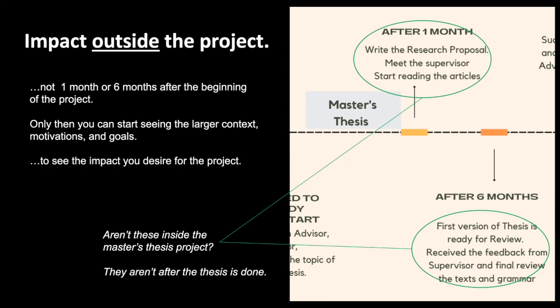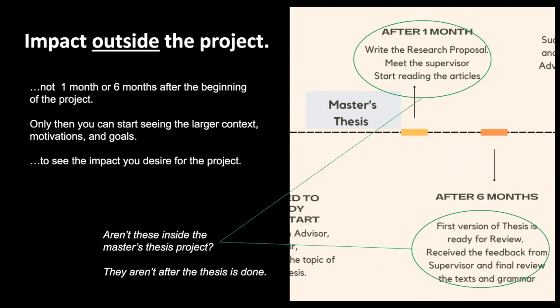So the point was to think about the impact that happens once the project has finished. For example, in the case of a master's thesis, okay, now I have returned my master's thesis, it is accepted, the project is closed. Then what needs to happen after 1 month? What needs to happen after 6 months after returning your thesis? That would give you the context of what's the purpose of this thesis project.